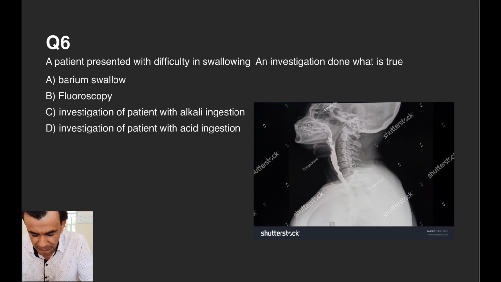Question number 6. Patient presented with difficulty in swallowing and investigation is done. The name of investigation was not given, but a very thin white line is shown here, not that much thick. In the exam X-ray, a very thin line was seen. This is barium swallow. In the exam, 2 questions were there in which investigation options were the same.